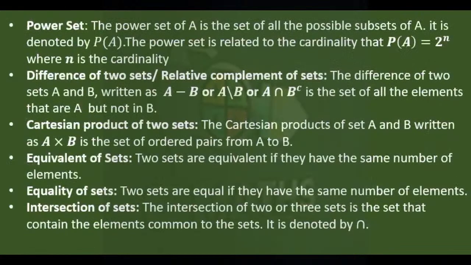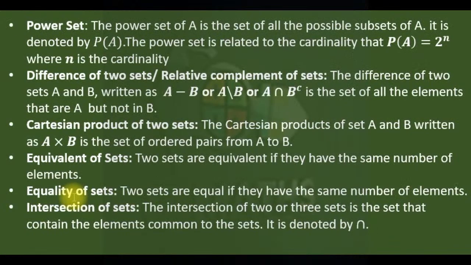So the other one is equivalence of sets. Two sets are equivalent if they have the same number of elements. Maybe if you have set A: A, B, C, and set B: 1, 2, 3. A and B are equivalent sets because both of them have the same number of elements, 3 and 3. The cardinality is 3. So they have the same cardinality.